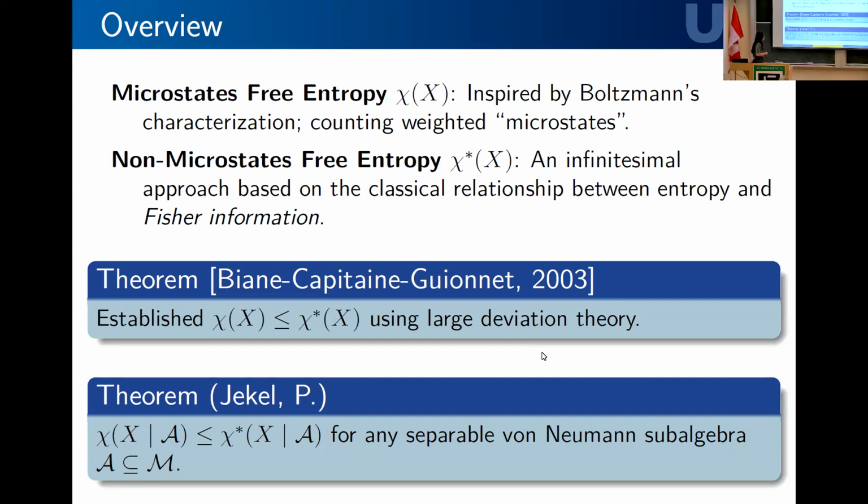Our proof today generalizes to the conditional case and is also entirely different, in the sense that all of the methods are somehow very elementary. And so the main theorem that the next 30 minutes will be about the proof of is just that chi is less than or equal to chi star when I condition on any separable von Neumann subalgebra A.